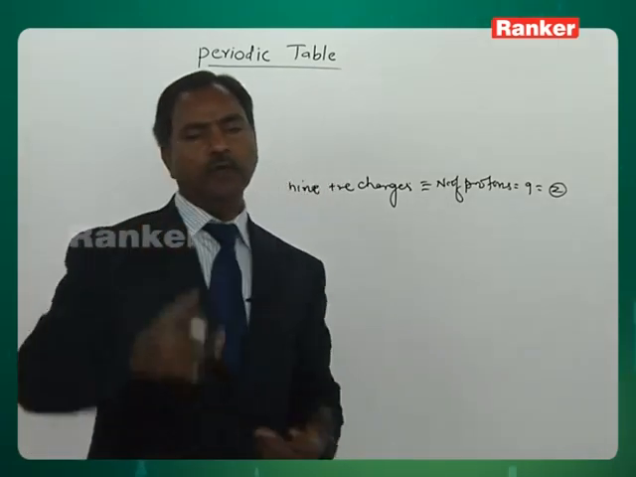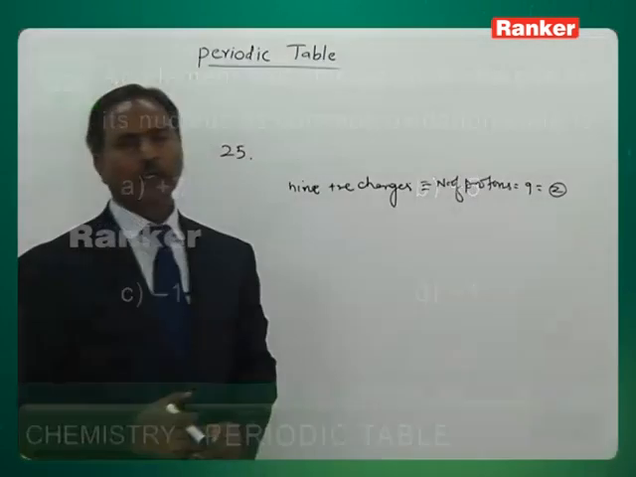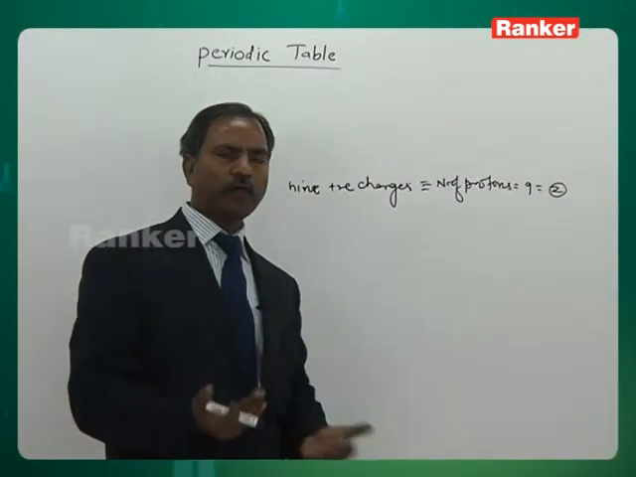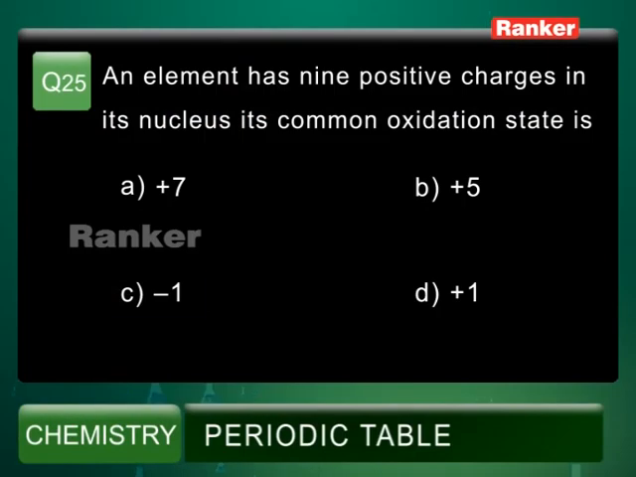Let us see the answers now. Option A is plus 7. Option B is plus 5. Option C is minus 1. Option D is plus 1. It is fluorine, nothing but fluorine. Fluorine always exhibits a common oxidation state of minus 1 only. Therefore, question number 25, answer is C.